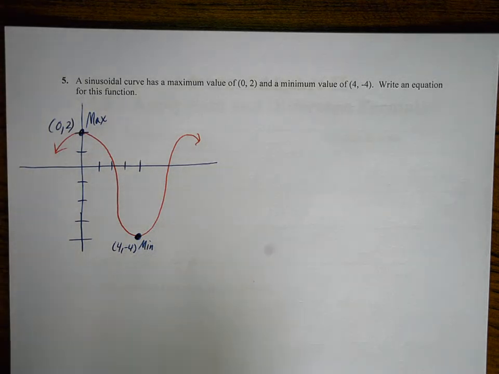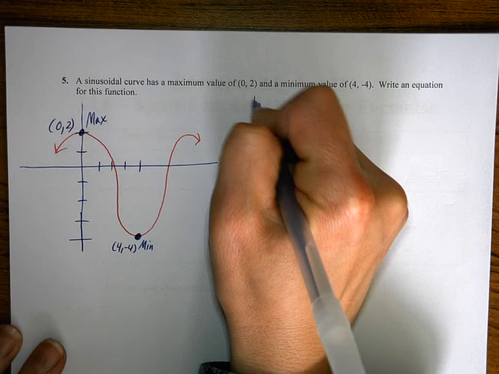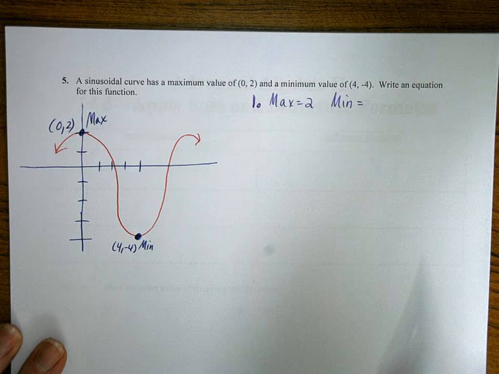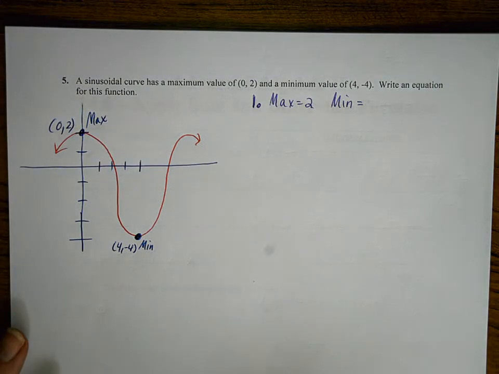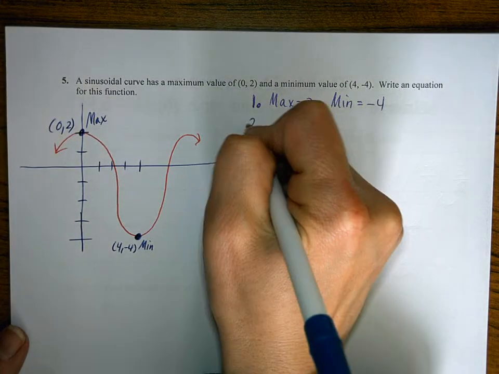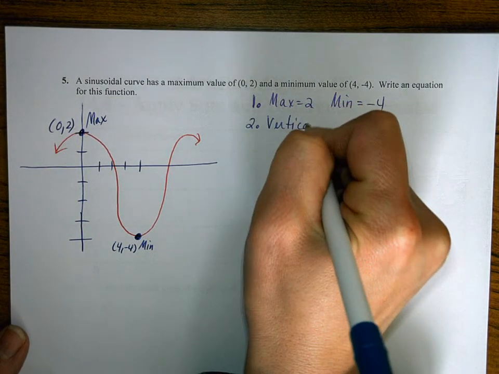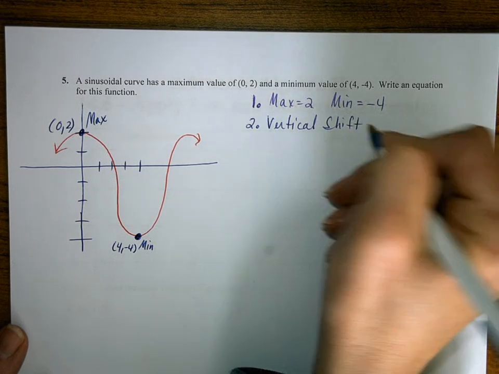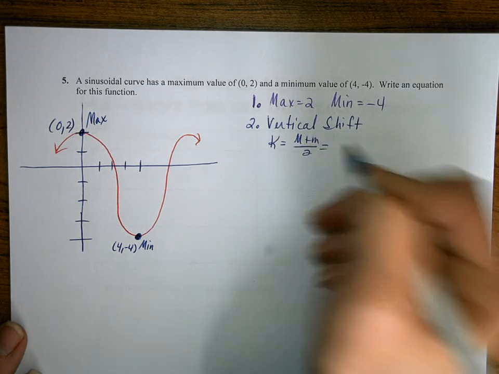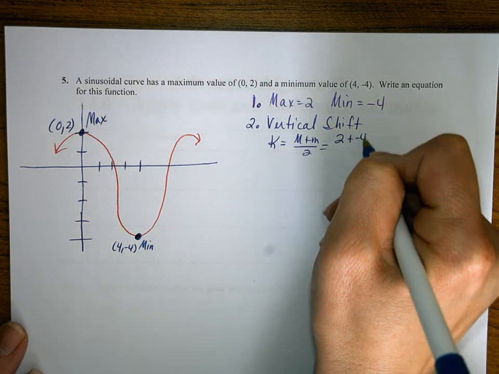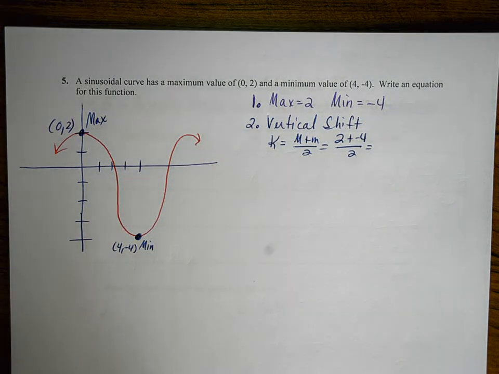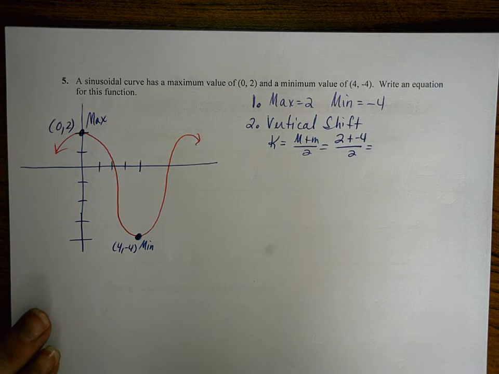First of all, I'm going to walk myself through the steps. So my max is at 2. My minimum is at -4. I'm going to use that to find the vertical shift, if there is one. There isn't always going to be one. So my vertical shift, k, is equal to the max plus the min divided by 2. Well, my maximum value of 2 plus my minimum value of -4, divided by 2. Is there a vertical shift? Of what? -1.